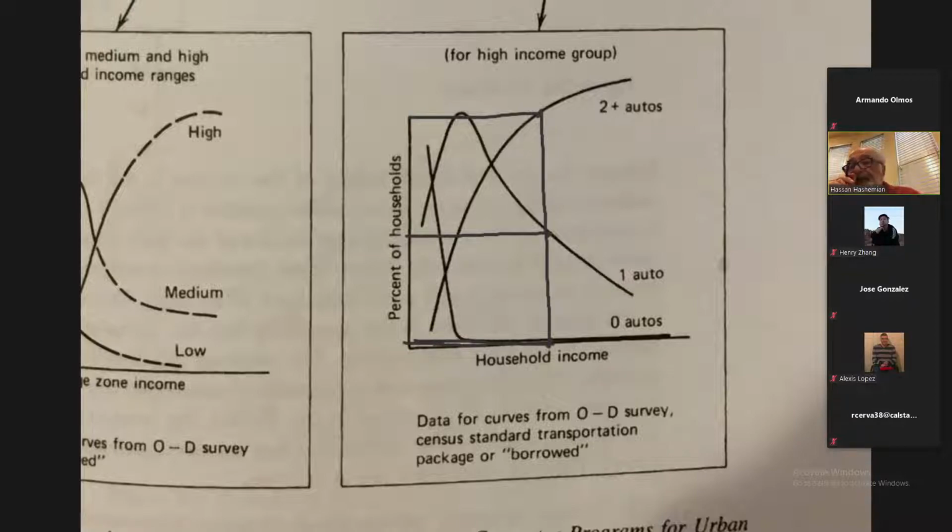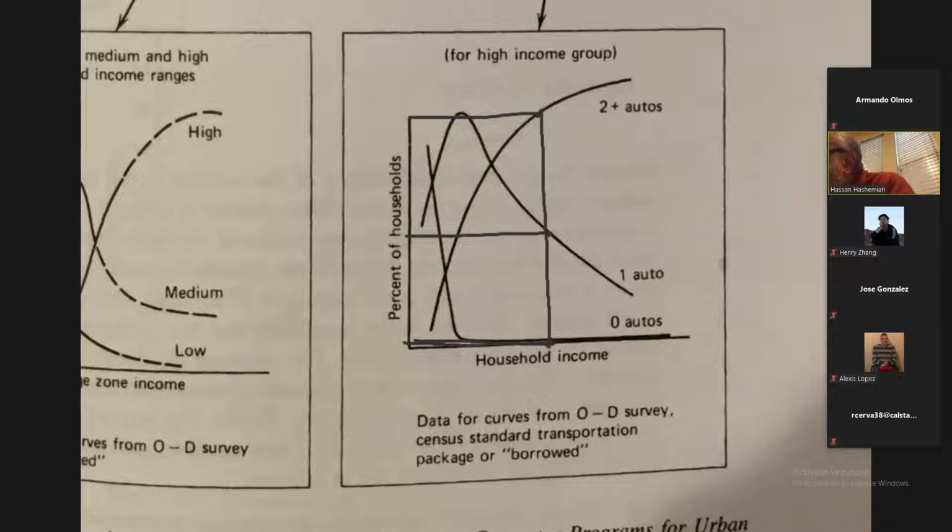So we get percentages of maybe 10% have no car, maybe 30 or 40% have one car, and 40, 50% have two or more. So from this data, from this curve, we find the percentages of auto ownership. Any question on that?